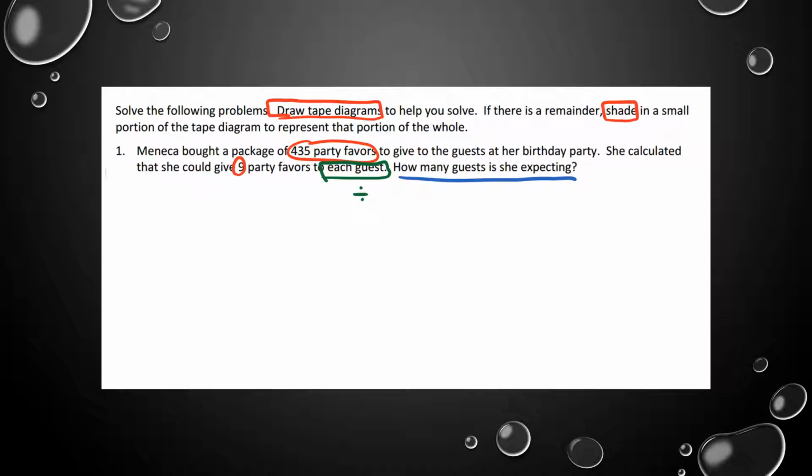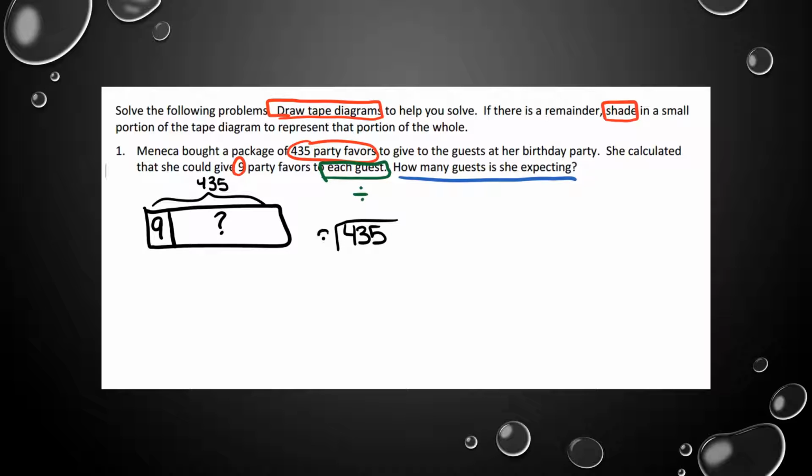And we need to start by drawing that tape diagram. So I'm going to draw a rectangle. And the total of this rectangle is 435. Now, I don't know how many guests we're having, so I don't know how many times I'd have to split up this tape. So I'm going to just put 1 in there and label it 9, because however many people there are, they're going to get 9. And I need to know how many times I am splitting this up. So now I can start my problem.